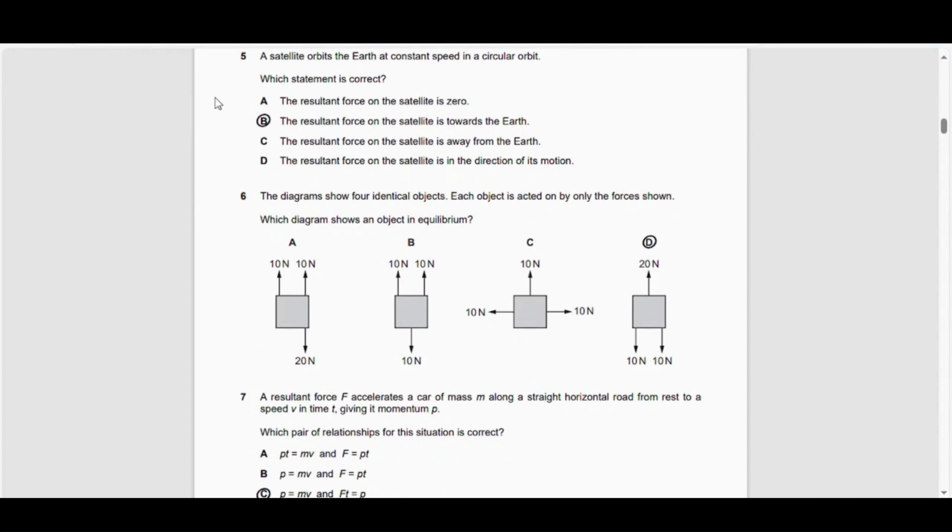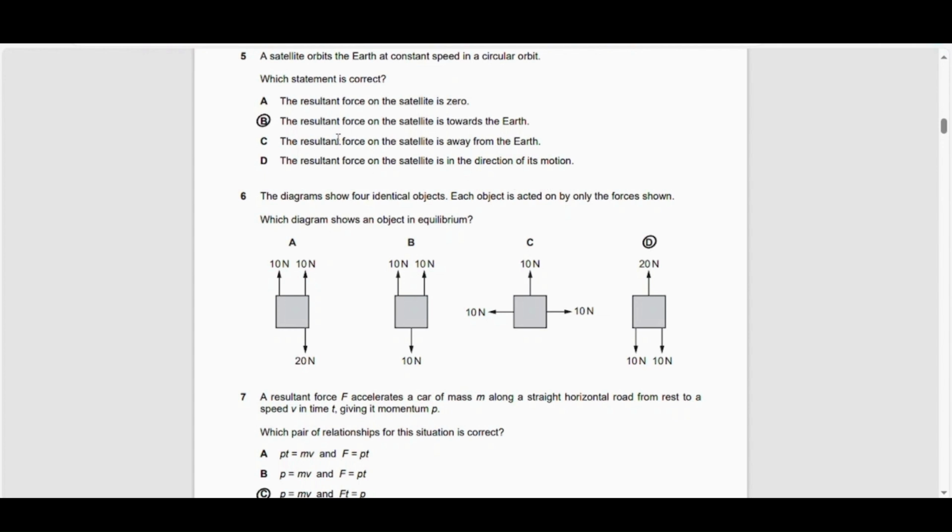It says a satellite orbits the Earth at constant speed in a circular orbit. Which statement is correct? So this again is similar to the question we saw in the previous paper, and it pertains to the centripetal force. So I think a quick way to eliminate options is to see any options where the resultant force is 0. So that's option A. So you can take that out. Any instances where the resultant force is shown to be away from the Earth, that can be taken out as well, or rather away from the object that is the cause for the centripetal motion. And then it can never be in the direction of the motion of the object as well.